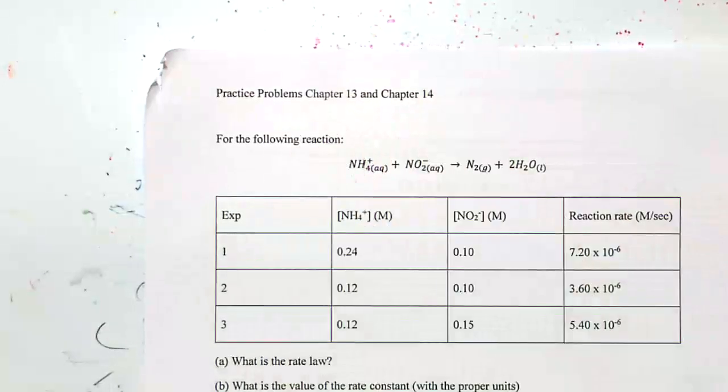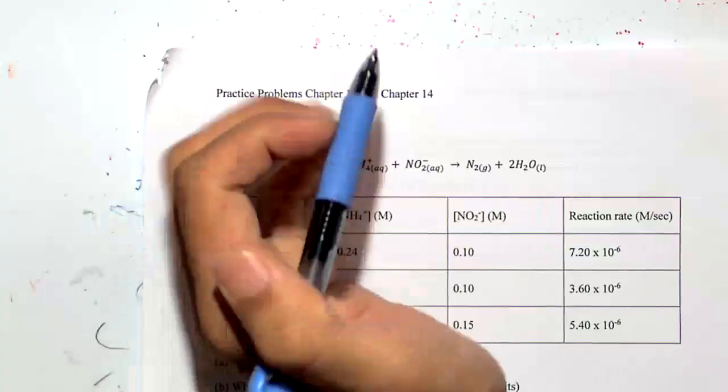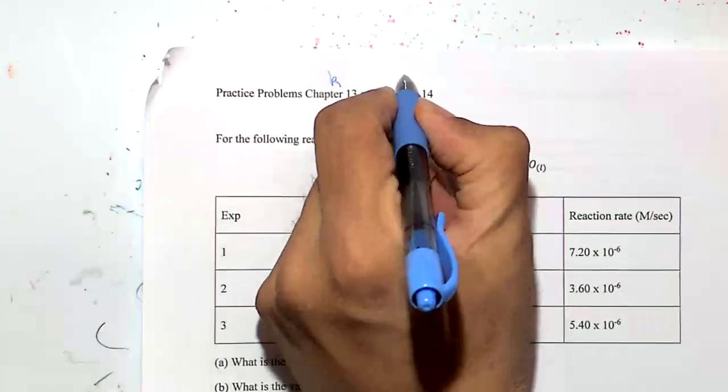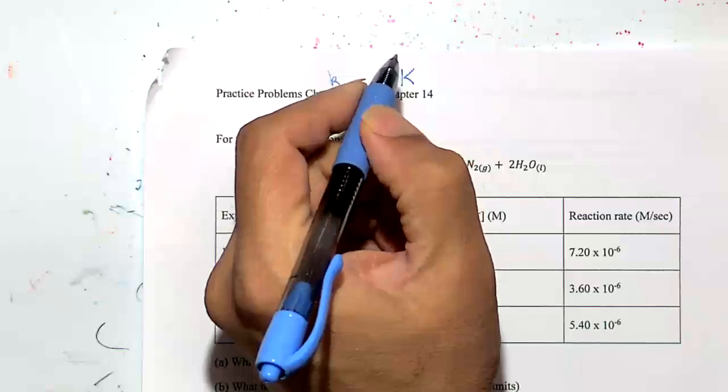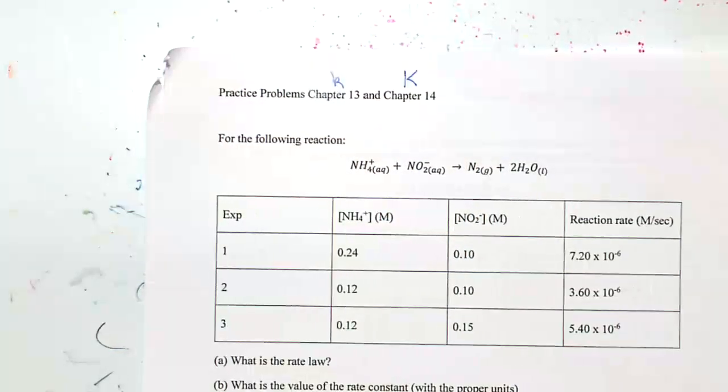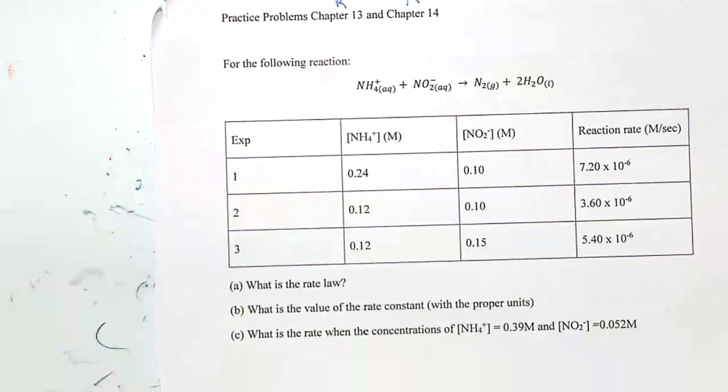And test 2 is covering chapter 13 and chapter 14. Chapter 13 has to do with rate constants and rate laws, and chapter 14 has to do with equilibrium. Okay, little k and big K.